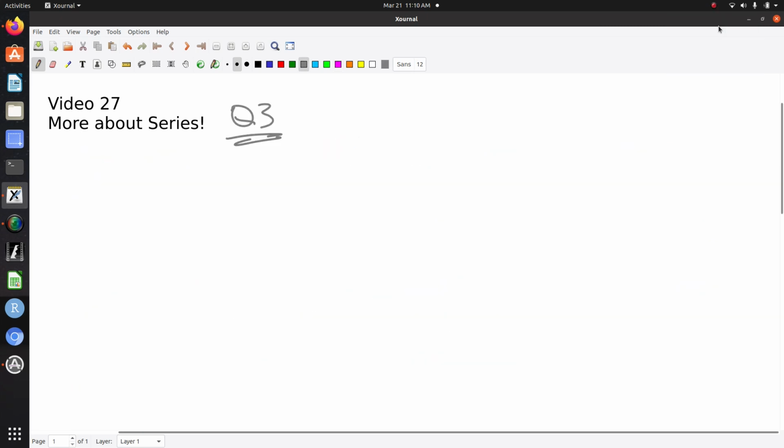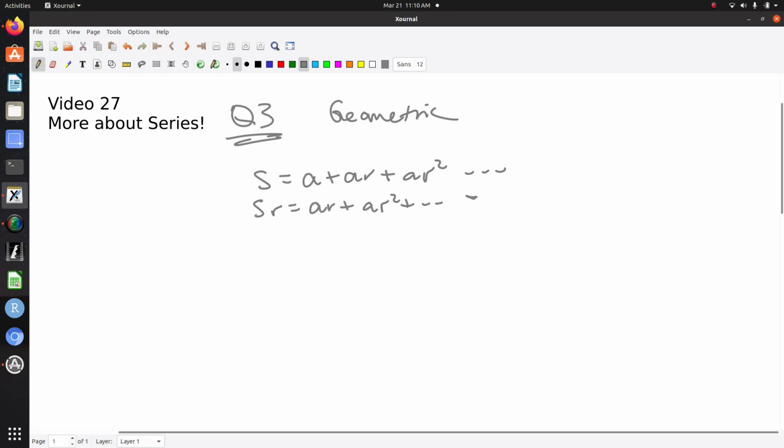Okay, so for question 3, we have to talk about geometric series. We already did this, but I want to make sure it's fresh in your mind. If you remember, we did this, and then you multiply by r, and you get something that, well, this is crazy, because multiplying by r is equivalent to subtracting a. Weird, right? It only works if it converges. It only works if we're following this rule.